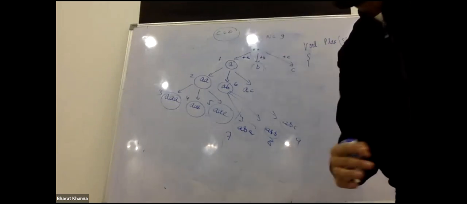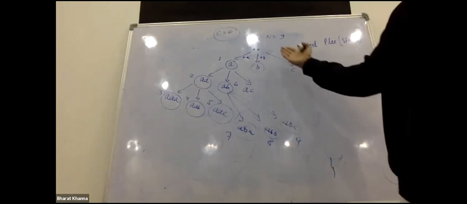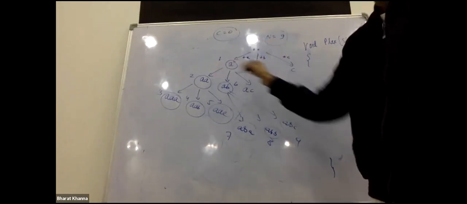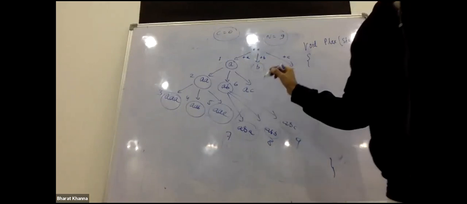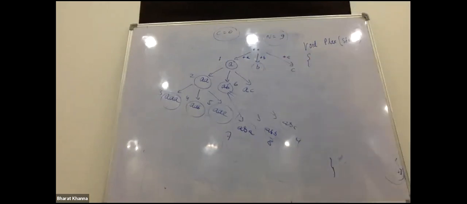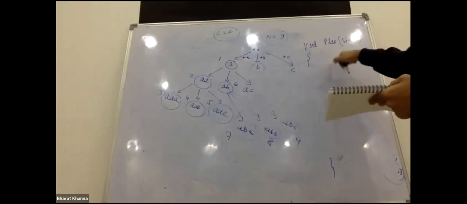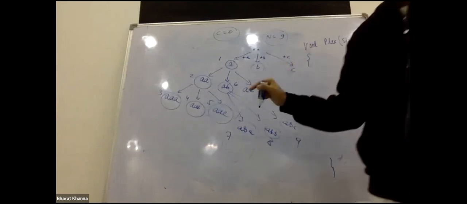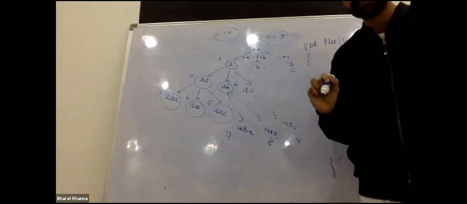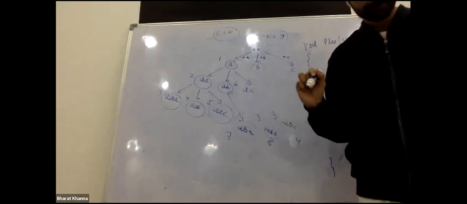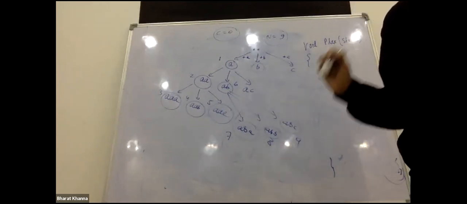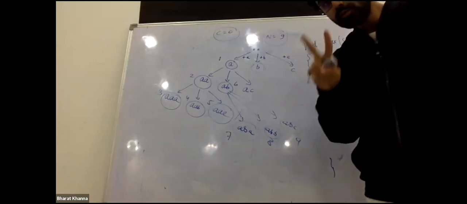Why till 9? This is the question. Question says that I want to print first 9 lexicographic words. That's why till 9. Is that clear? So first thing that I should write should be the termination condition. What is the termination condition here? Who will tell me what is the termination condition? There are 2 termination conditions.